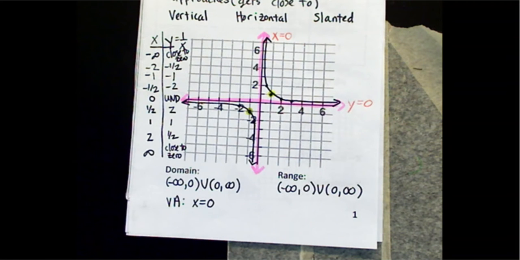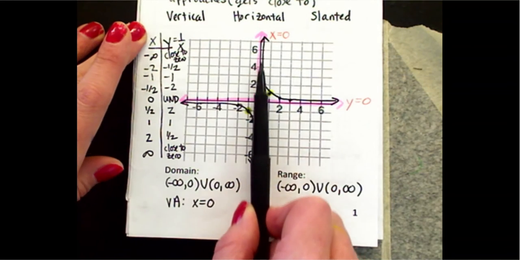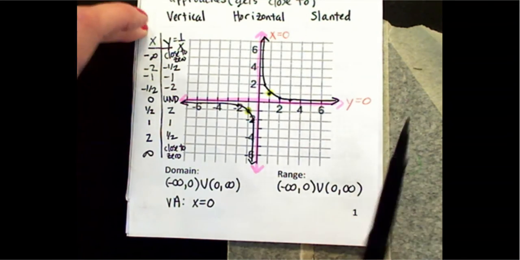Because I can't divide by 0, I pick my pencil up. That's where we get the union. And we start at close to 0 on the right side, all the way to positive infinity.